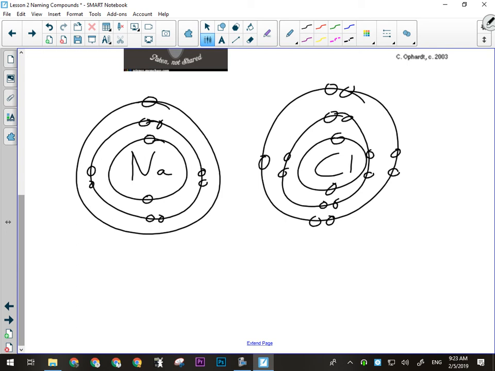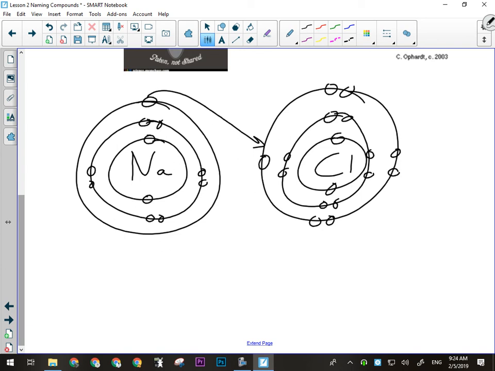Okay, so these two things react and they form an ionic compound. Sodium will give its electron to chlorine. Now they both have a full outer shell of electrons. However, they are now also both charged particles called ions.